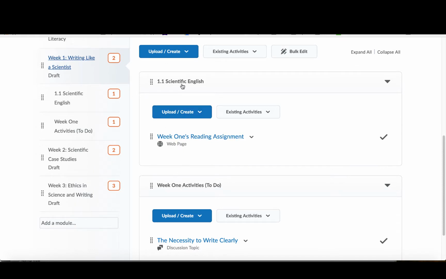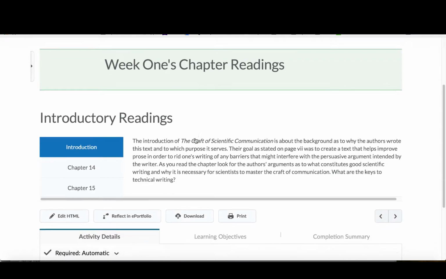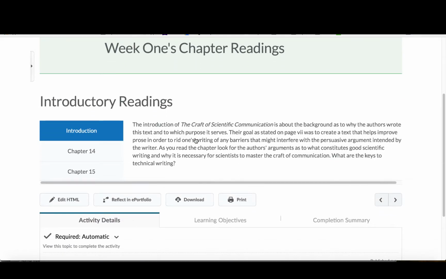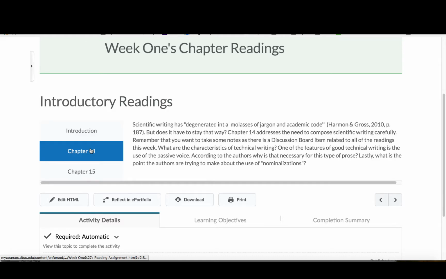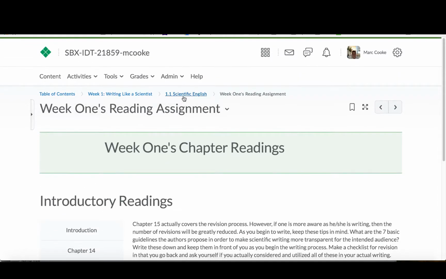One section is called Scientific English. This is really just a reading from the textbook. And there are 3 chapters that they have to read for that week. One is the introduction. And if you click on this, it gives a little background information and then some things for students to look for. I have the same thing for chapter 14 with a couple questions that students should answer as they're reading. And for chapter 15, I have something also for them to watch for when they are reading.